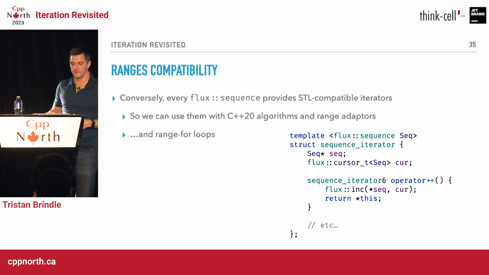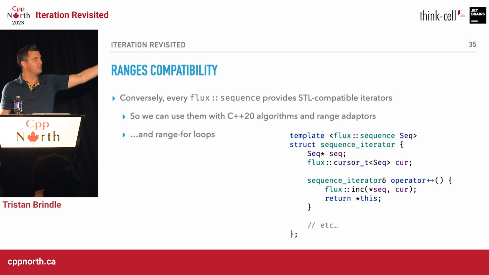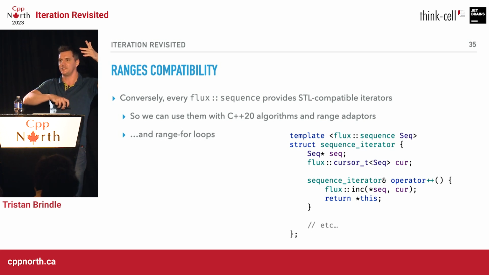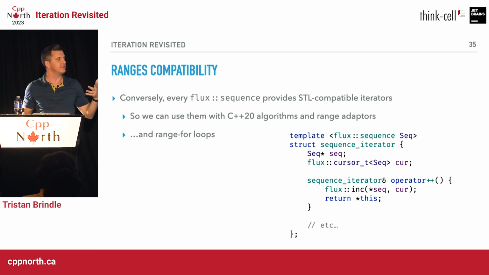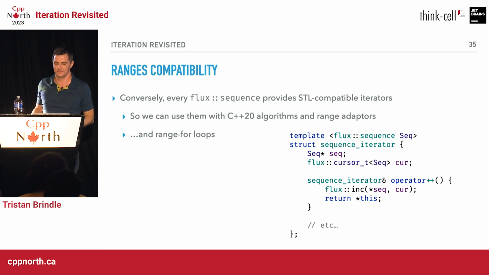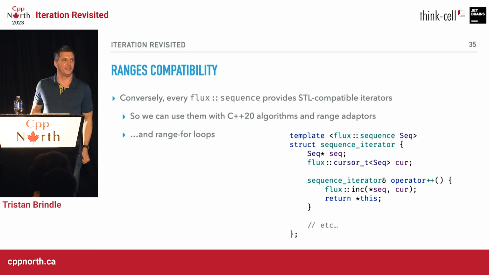Well, we have this class called sequence iterator, and what it does is it takes a pointer to a Flux sequence, and it takes the current cursor position we're looking at, and then it implements all those, however many there are, dozens and dozens of operator overloads that are necessary for iterators, in terms of the equivalent Flux operation. So it's holding a pointer to the sequence, it can dangle, it's not safe, but it's iterators, we're used to that. Okay, so ranges compatibility, pretty good, I think.